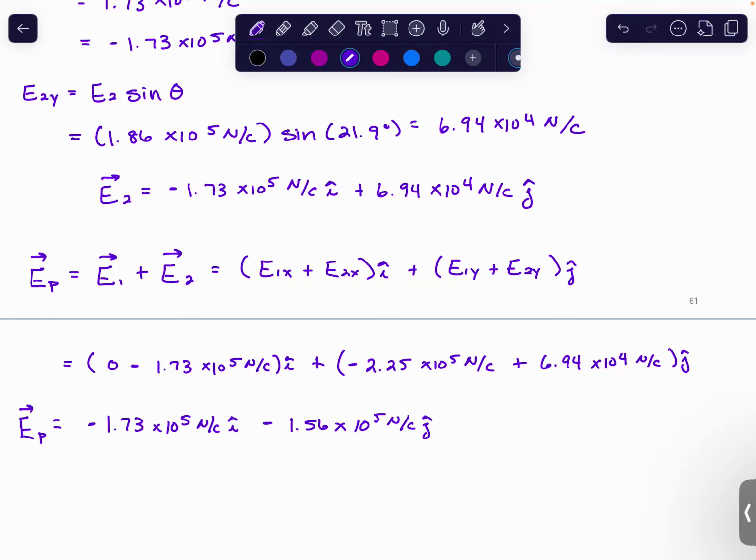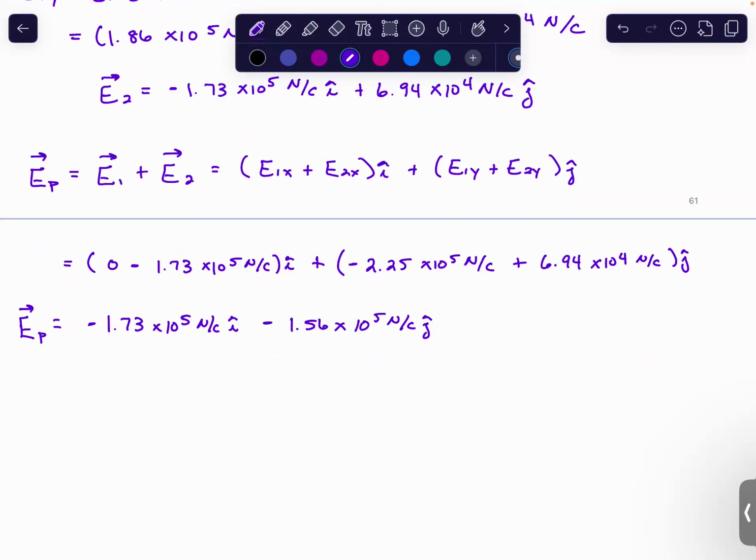Nope. Because you have a negative 2.25 times 10 to the 5th and a positive 6.94 times 10 to the 4th. That second one, even though positive, is a whole order of magnitude smaller than the first one. So that would be like 0.694 times 10 to the 5th. All righty. So that's the first thing we had to find.